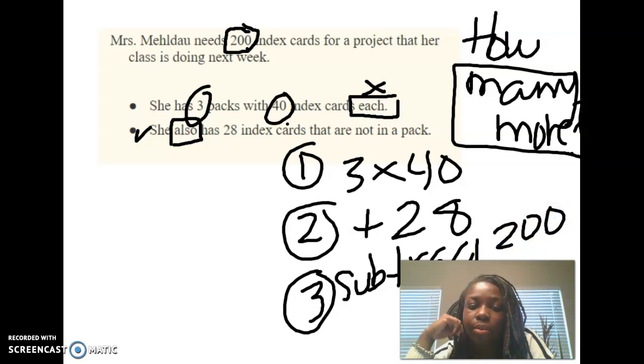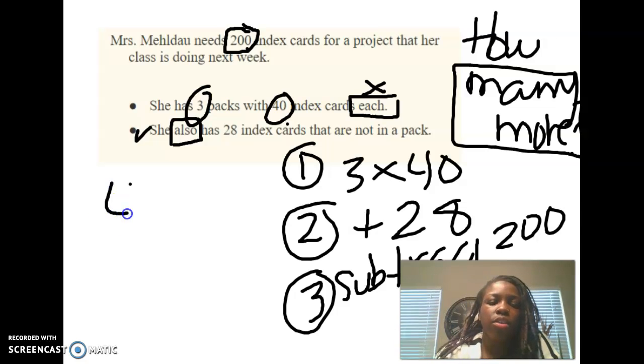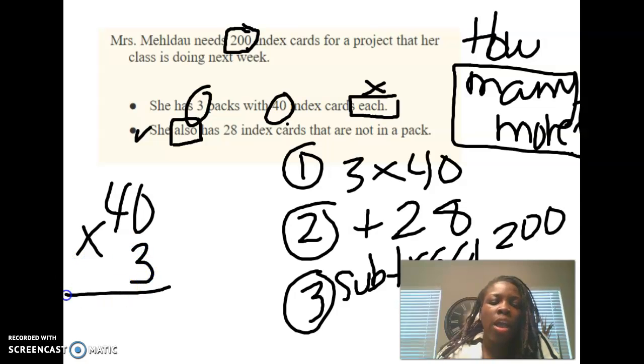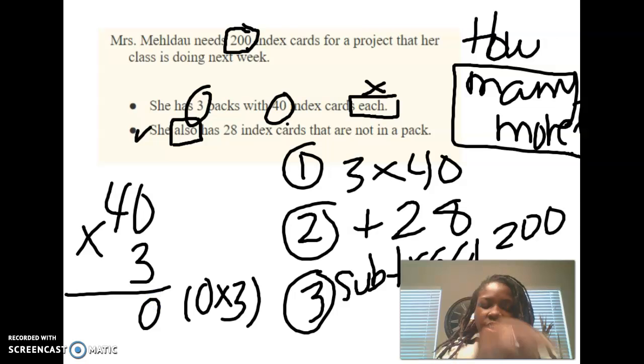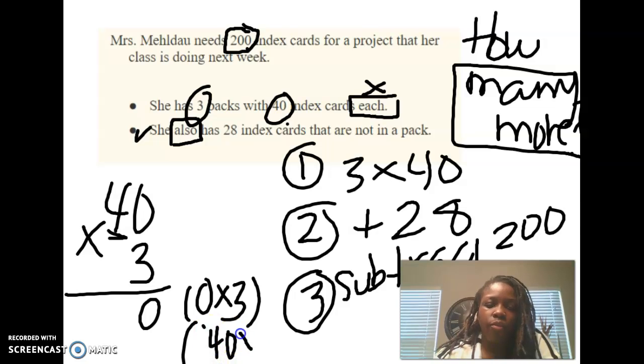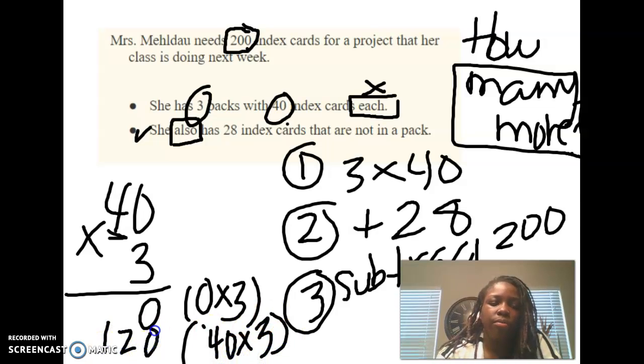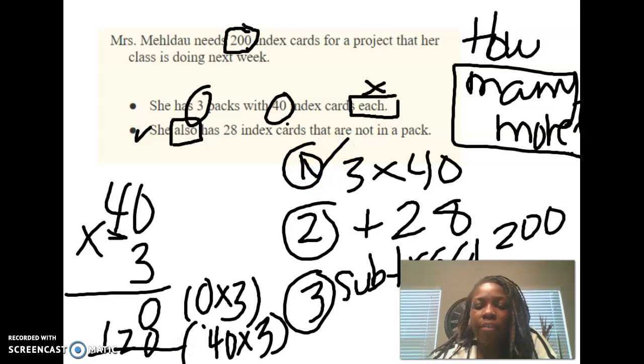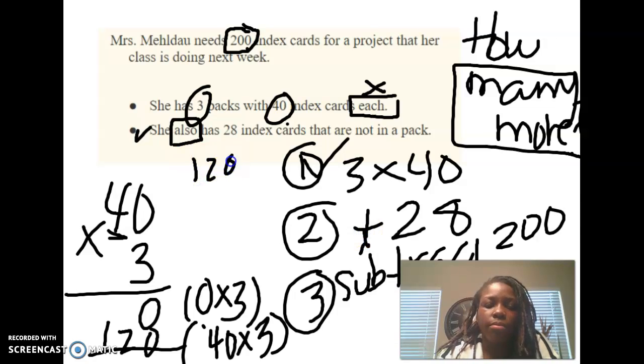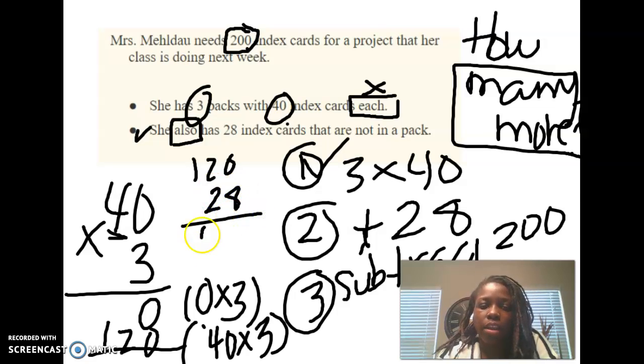So this is a 3-step problem, you guys. So first we're going to do 3 times 40. Let's do that first. So 40 times 3. 0 times 3 is 0. And then this isn't a 4. What is that worth? Good, 40. 40 times 3 is 120. So I know when I add that up, I will get 120, right? So I did the first step. Now I have to add 28 to my answer. So I'm doing 120 plus 28. What is 120 plus 28? Good, 148.